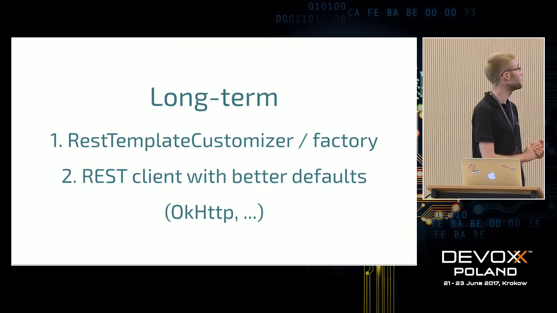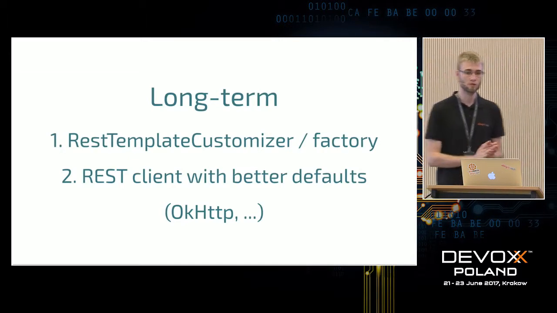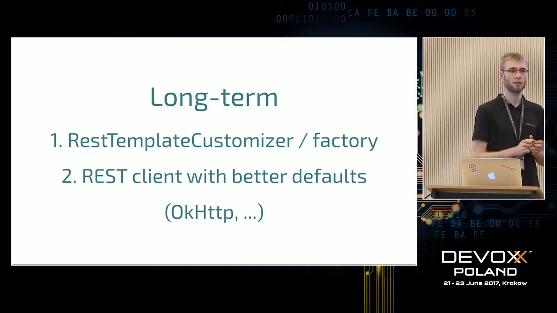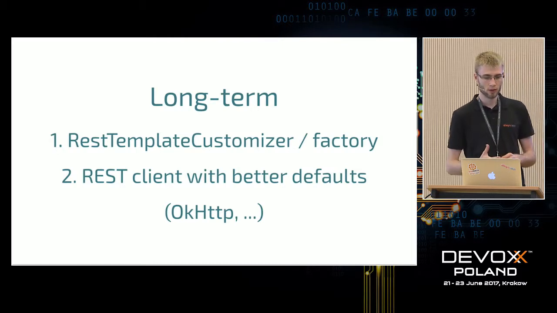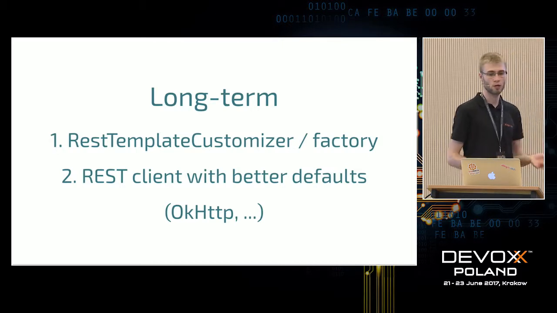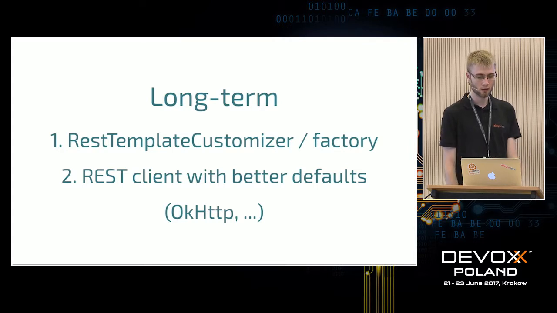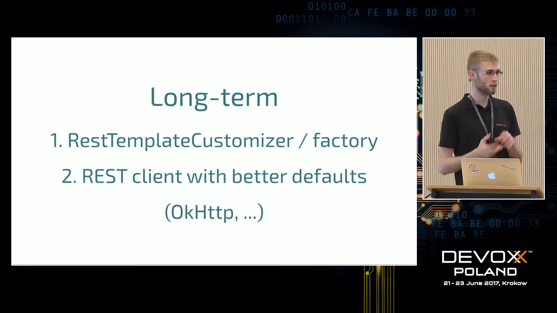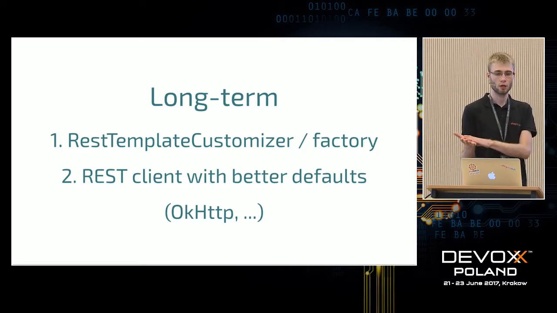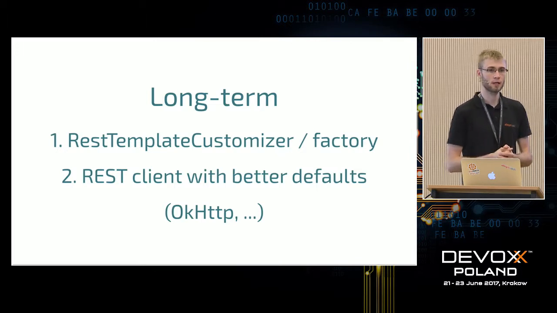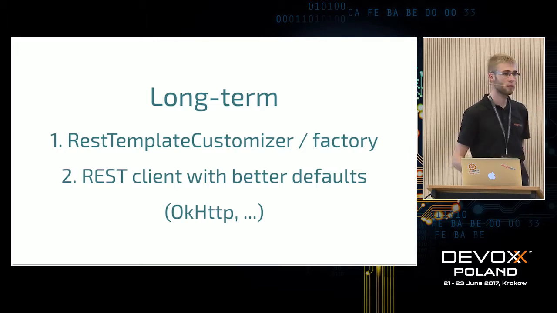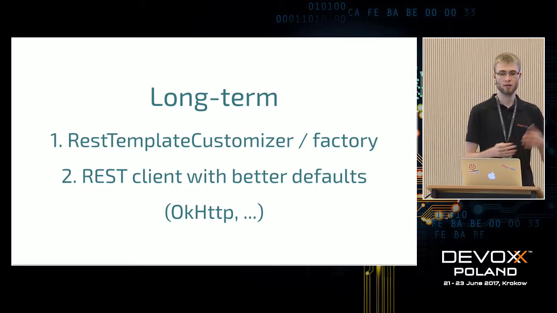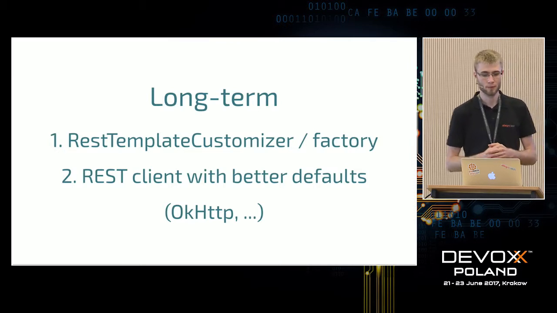All right, longer term. How do we solve this problem once and for all in our project? Because every now and then somebody will create a new REST template and forget about setting these timeouts. So what we can do is, for example, if we have our Spring Boot app, we can provide a REST template customizer into our context. It's an object that will be called whenever a REST template is added to the context, so that we can customize the configuration. So we can customize our timeouts for every REST template created in the context.